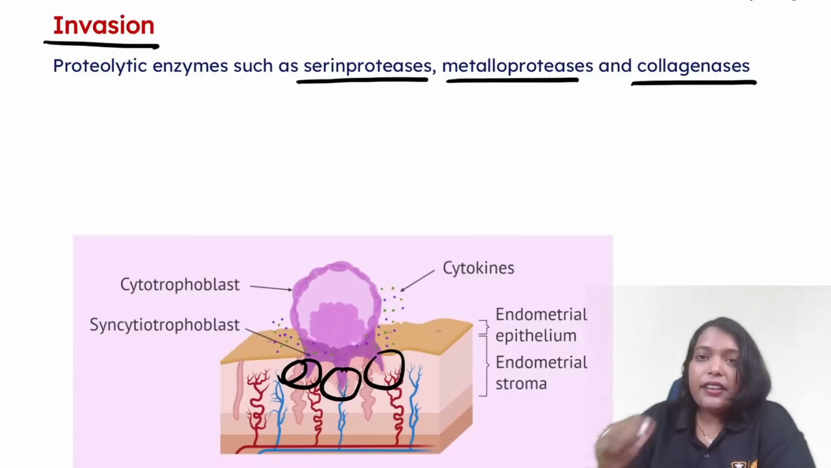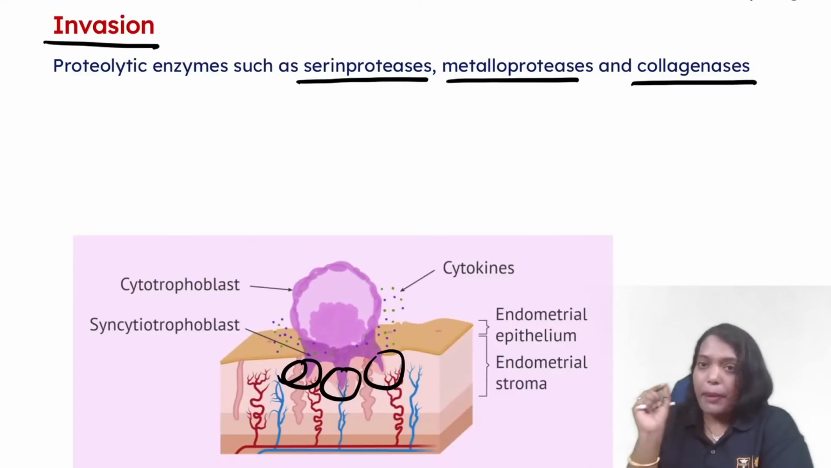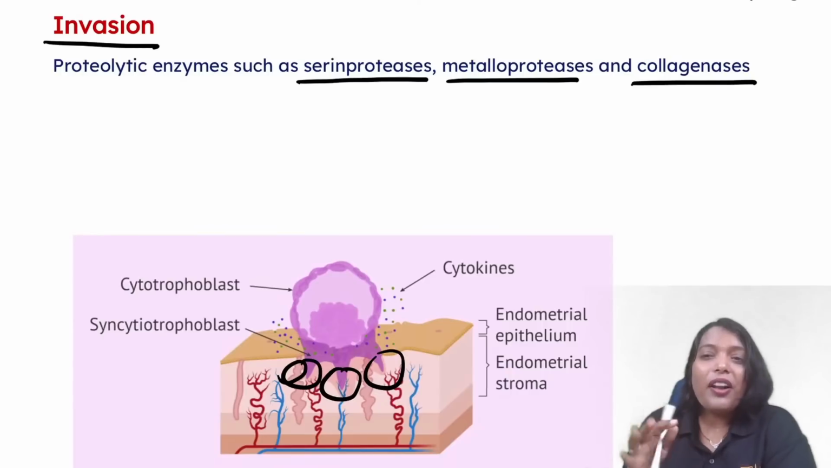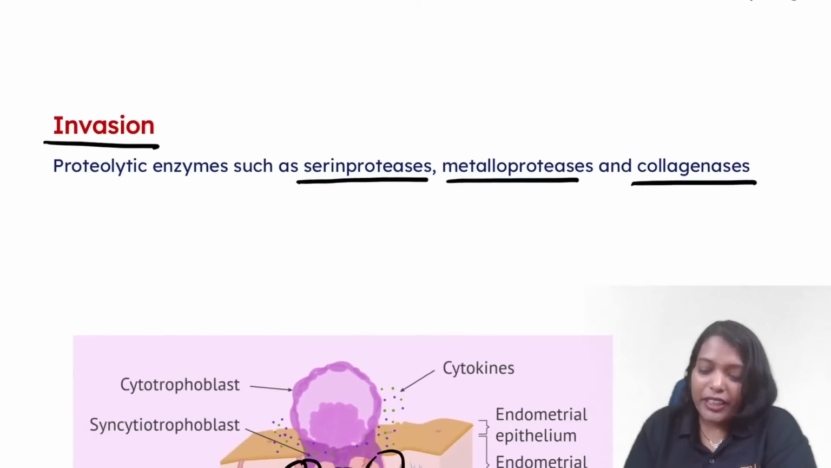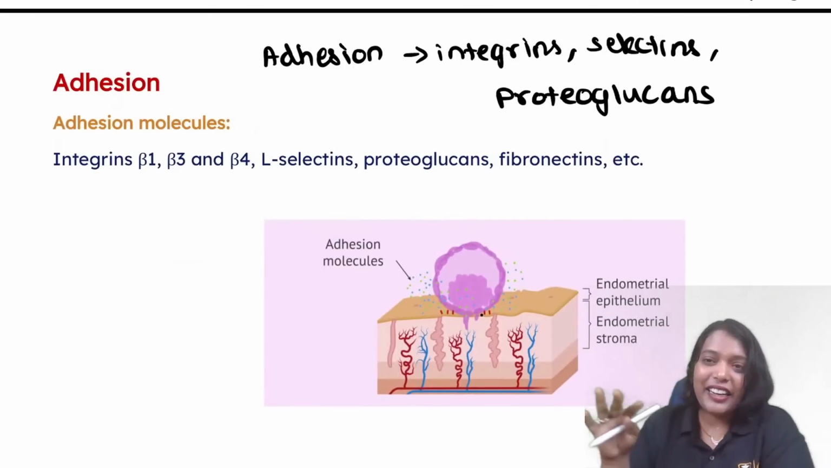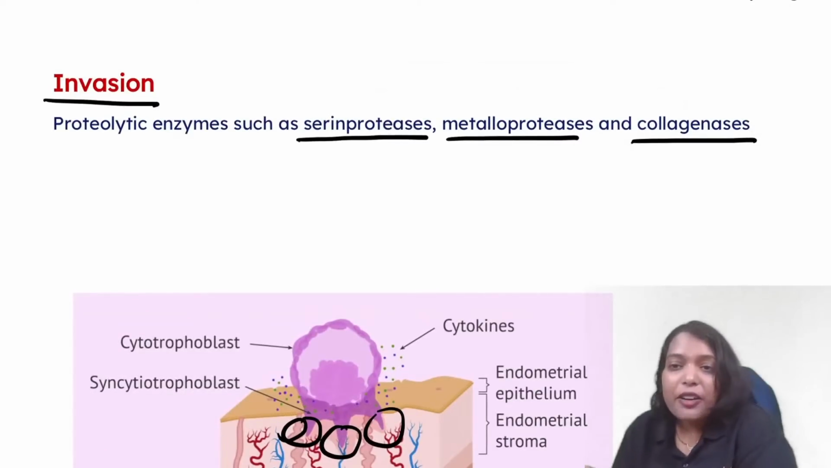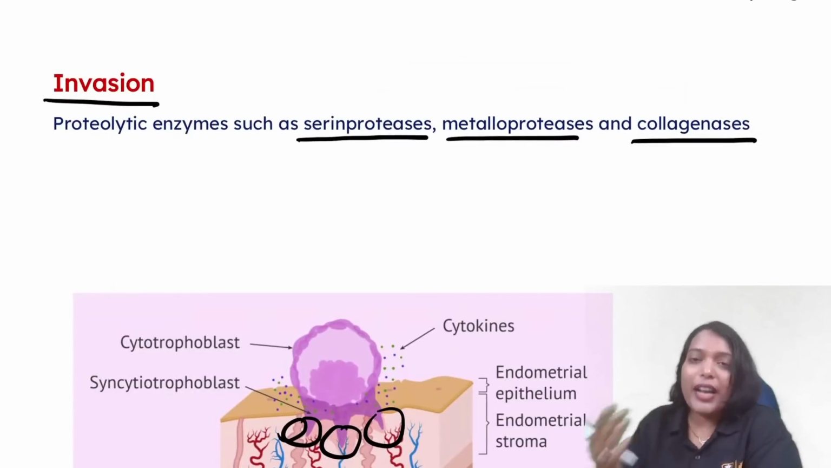Can I change the slide? So what were the three steps? Apposition, adhesion, invasion. Just remember, apposition is by pinopods, adhesion is by selectins, proteoglycans, fibronectins, integrins, so all the ins. Invasion is by serinoproteases, metalloproteases, collagenases.